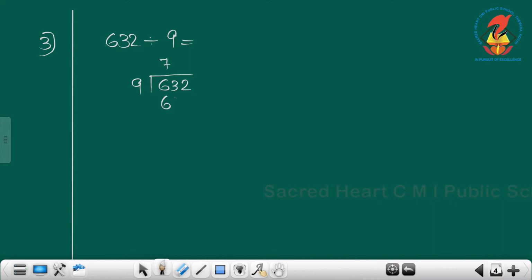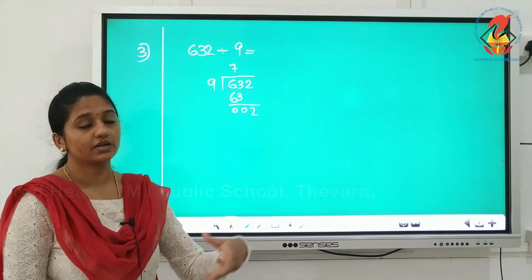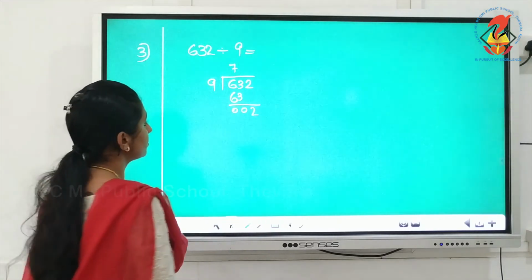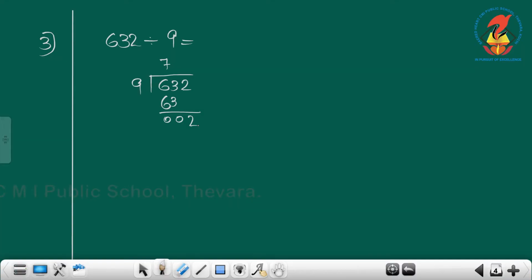7 9s are 63, write down 0 0. What is the next number to bring down? 2. So 1 9 is 9, but this is a smaller number, so we cannot divide. In this case we put 0. 0 into 9 is 0, then 2 is the remainder. Okay, we can check the answer.